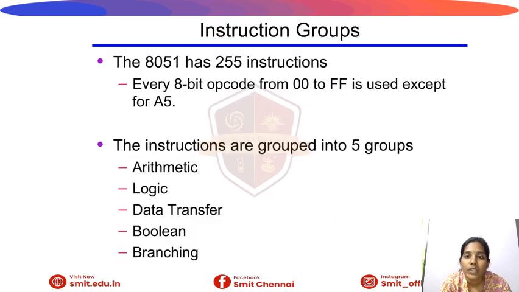Next, we are going to see about the instructions. In 8051, there are 255 instructions. There are 5 types of instruction groups. First one is the arithmetic instruction, second one is the logical instruction, third is the data transfer instruction, fourth one is the Boolean instruction, and final is the branching instruction.